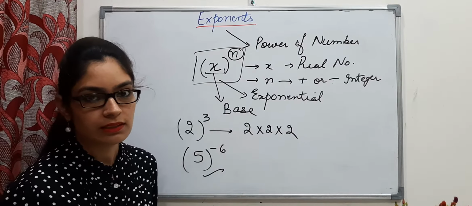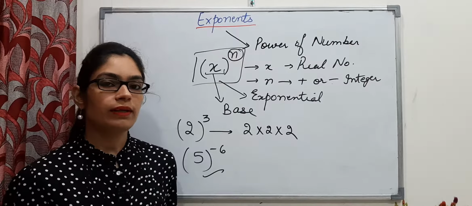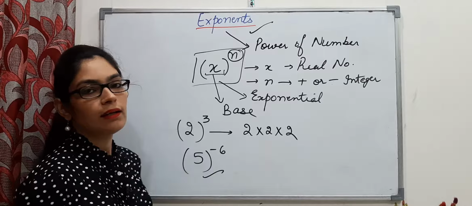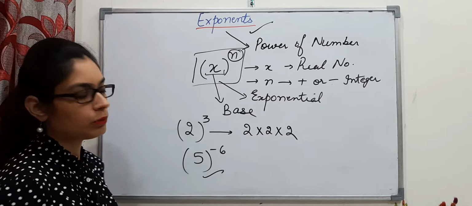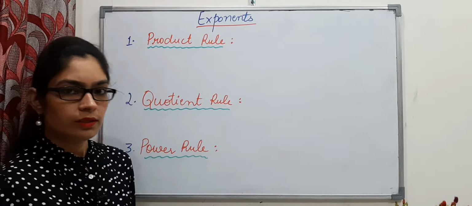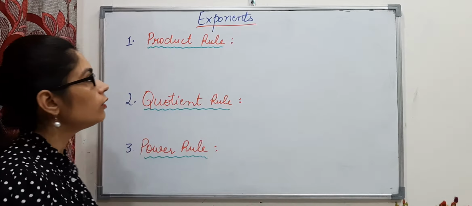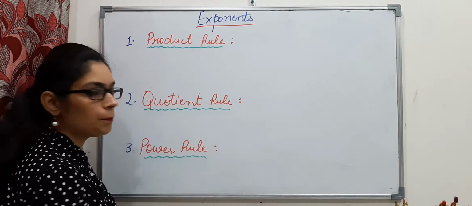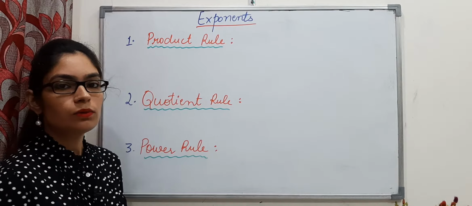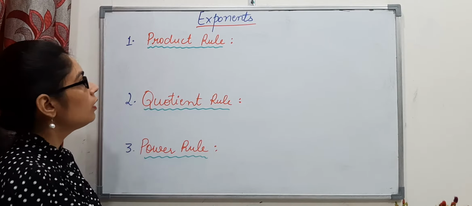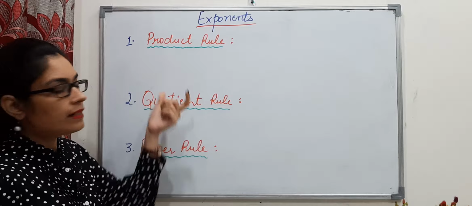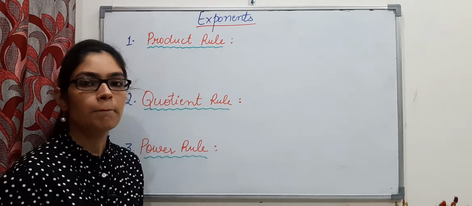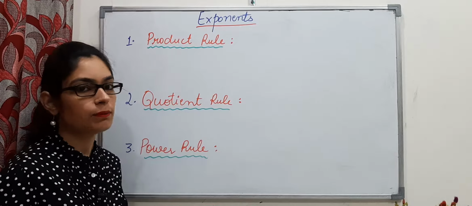Now you have understood the concept and the meaning of exponential form. In order to solve the problems related to exponents, there are a few rules. So let's discuss those rules. The 3 rules in order to solve the problems are product rule, quotient rule and power rule. From the word itself we can understand this: product means something related to multiplication.